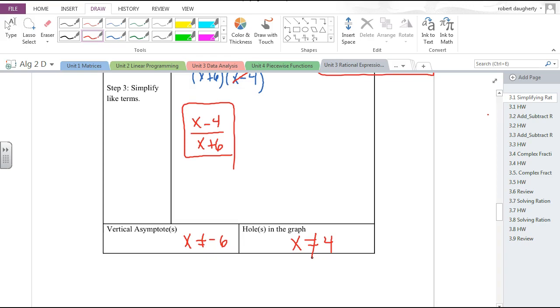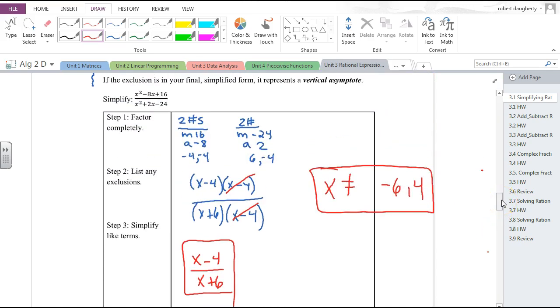Yes, Jack? No. If you're setting them equal to 0 to find their roots, then yes. But in the factoring, no. If you look at this and multiply it, you get x squared minus 8x plus 16. x squared, 6x minus 4x, that's 2x. 6 times -4 is -24. Question?